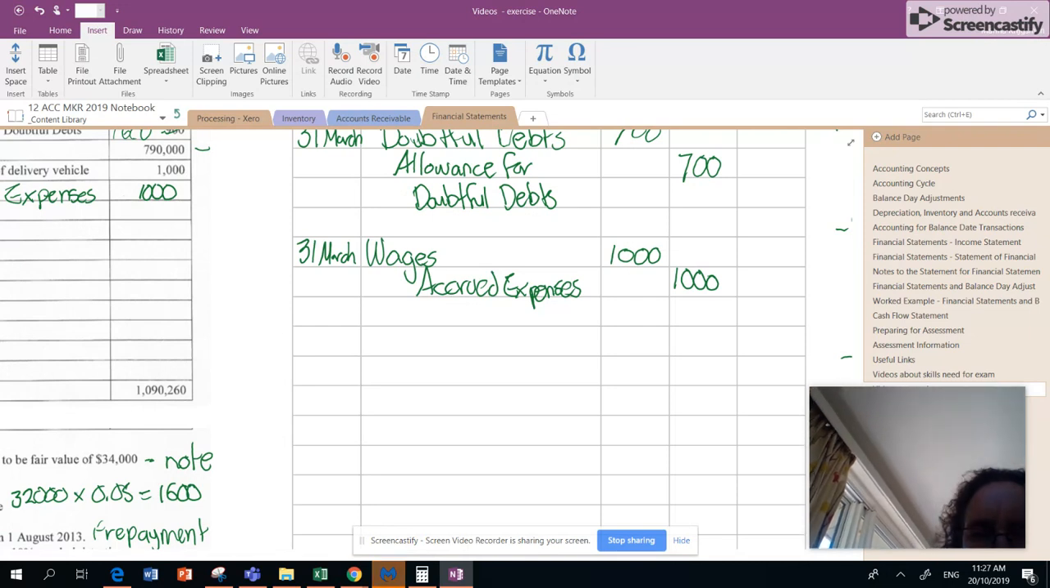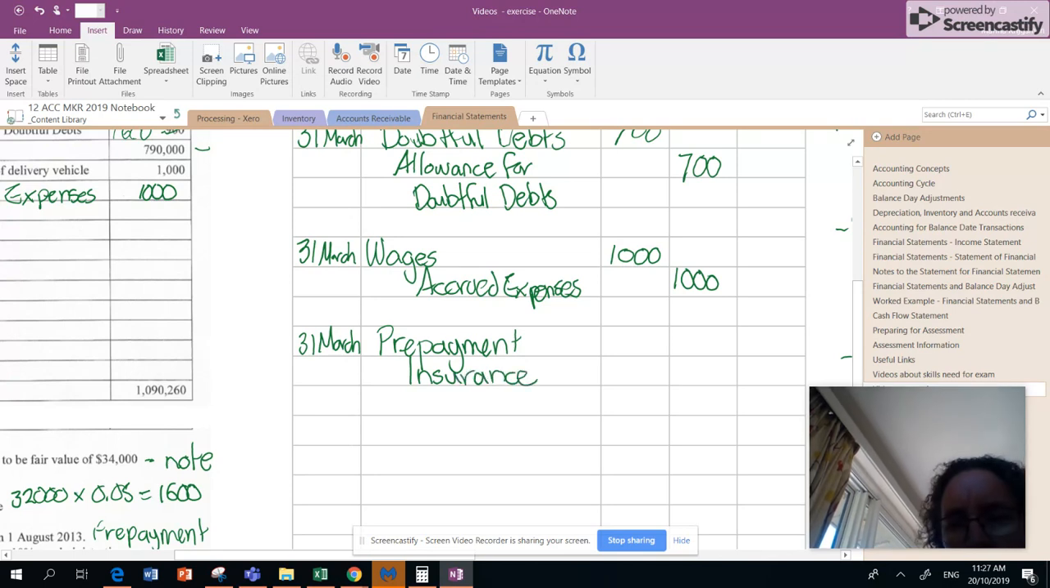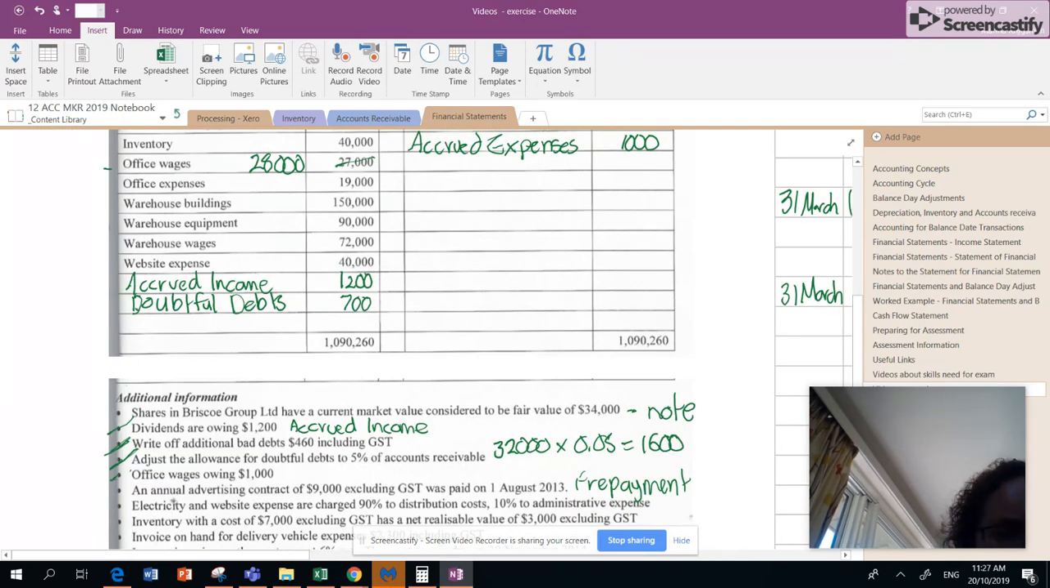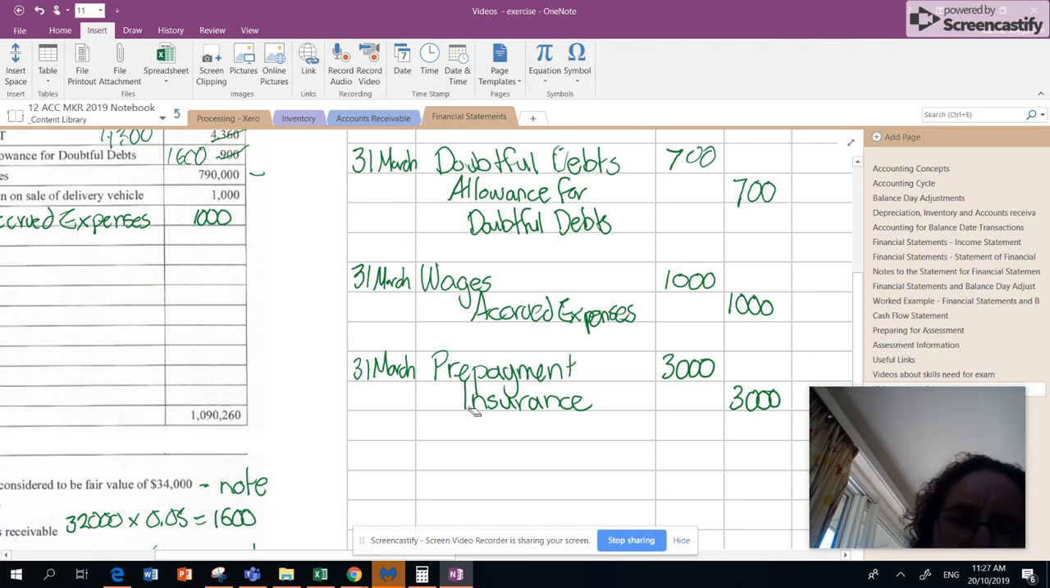So our journal entry is going to be debit prepayment because it's a current asset, and credit insurance because we want to decrease it by our $3,000. So $3,000 for our prepayment, debit, credit, insurance by $3,000. Oh, not insurance, advertising. The only other one that you tend to get for a prepayment is insurance. Okay, so advertising.